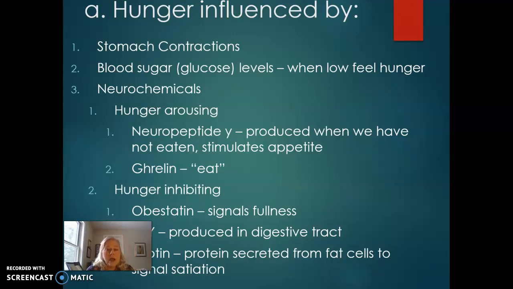Anyways, PYY is another chemical produced in the digestive tract. This also senses when you have had enough to eat, and it tells you you're full. Okay, and leptin is another one. This is a protein secreted from fat cells. This also signals satiation.